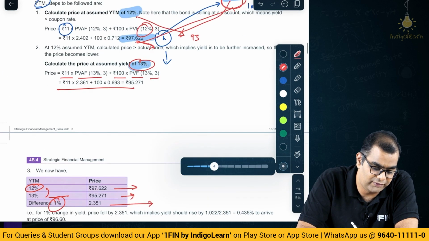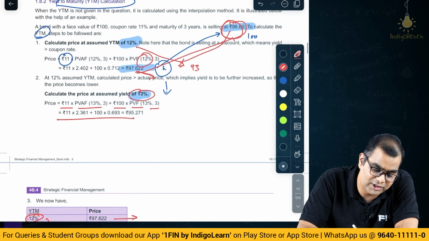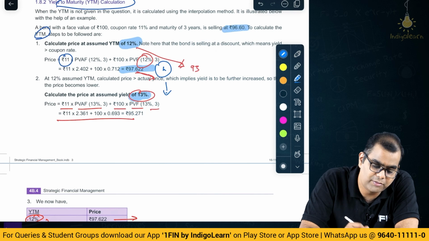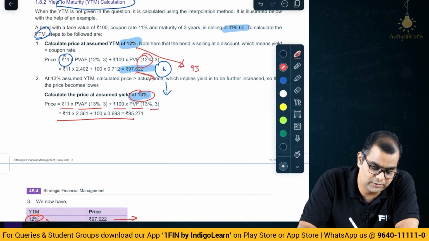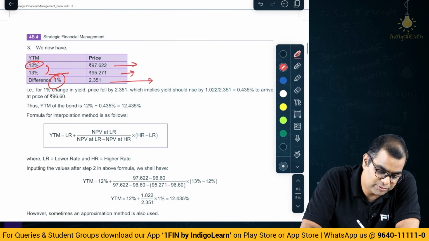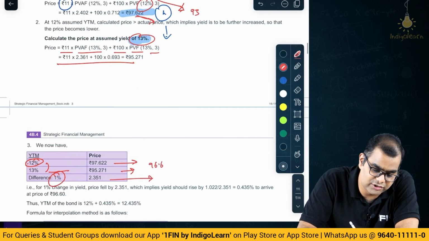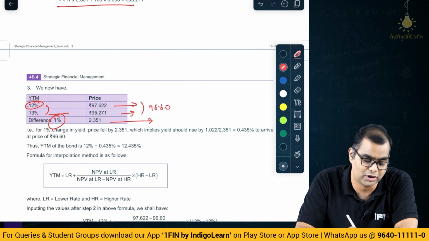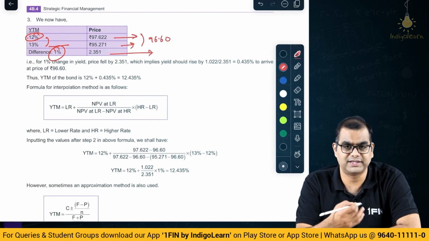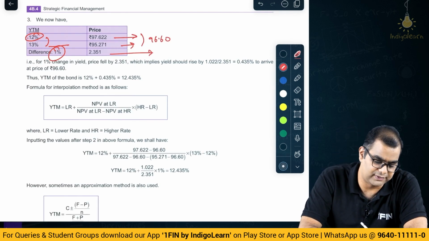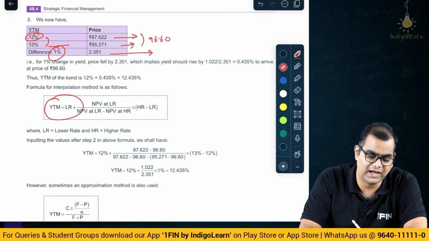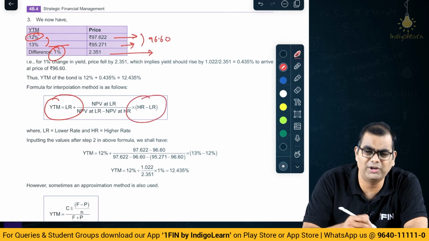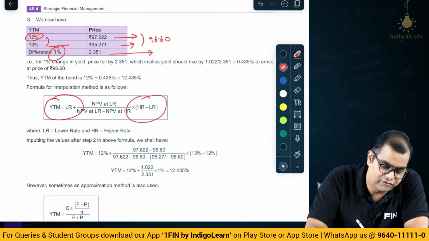So for 1% change in yield, the change in the value of the bond is 2.351. However, we want the bond to be priced. What is the price of the bond? Price of the bond is 96.6. So it has to be in between these two, 96.60, no? So it is a rate in between these two. So the way you do it is, see, there are two ways. One is you use a formula, this particular formula. The other one is simple logic, and the formula and logic go together. For a 1% change, there is a change of 2.351.